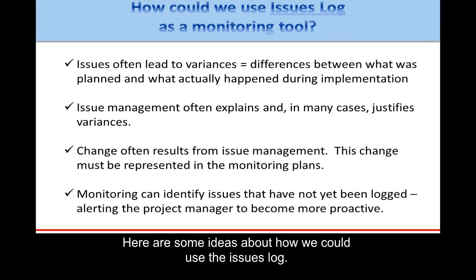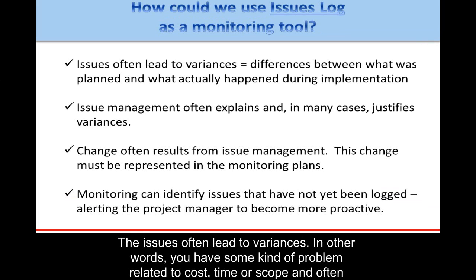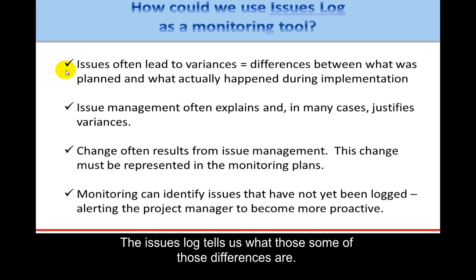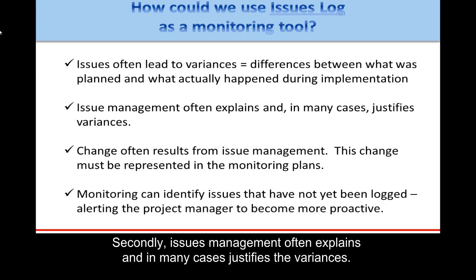Here are some ideas that I had about how we could use the issues log. The information that's in the issues log, the issues often lead to variances. In other words, you have some kind of problem related to cost, time, or scope. It often means that you're either behind schedule, you're under or over budget, and you are not delivering the scope that you intended. So the issues log tells us what some of those differences are.